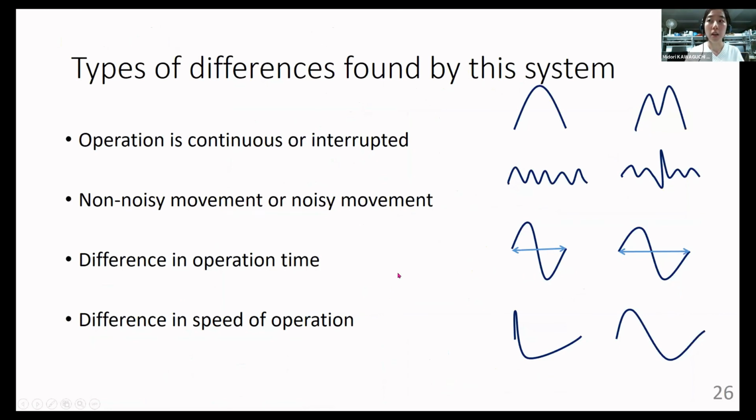There are four big types of detected differences in this system: continuous or not continuous, non-noisy or noisy, length of operation time, and difference in speed of operation.